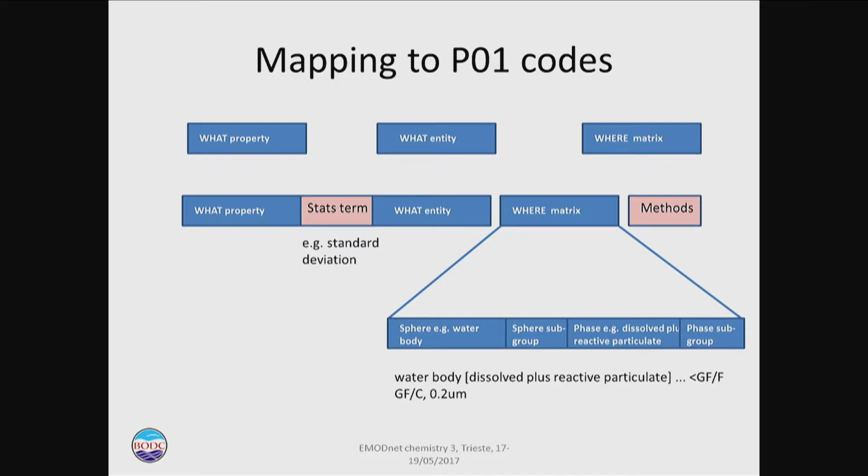In addition, the matrix itself is also a semantic model. So you can have various types of matrix depending on maybe the filter that was used. It's very important to know if it was dissolved phase, dissolved particulate, and what filter was used, because it's a different pore size. So that will also add to the number of codes that are returned.